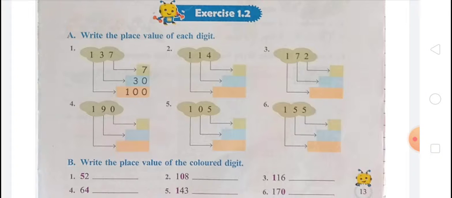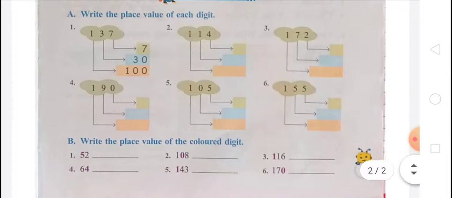And now you have to write a place value of the colored digit. You can see here that in 52, 5 is colored and 5 is in the tens place, so its place value is 50. In question number 2, 108, 0 is colored, and 0 is in the tens place, so its place value is 0. Question number 3, in 116, 1 is colored, so 1 is in the hundred place, so its place value is 100.